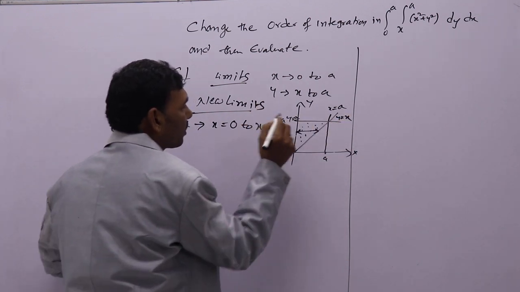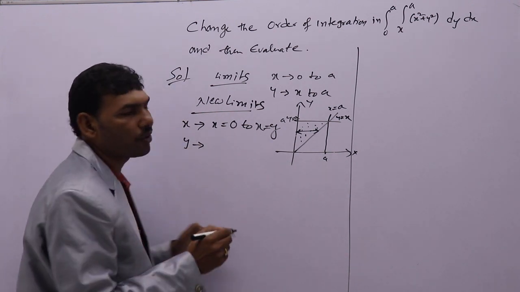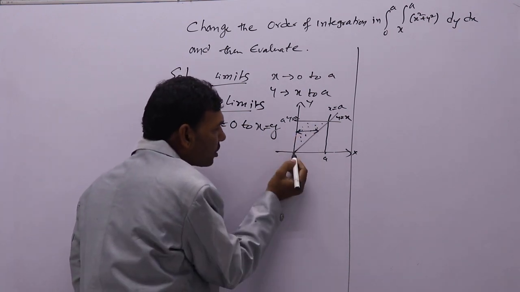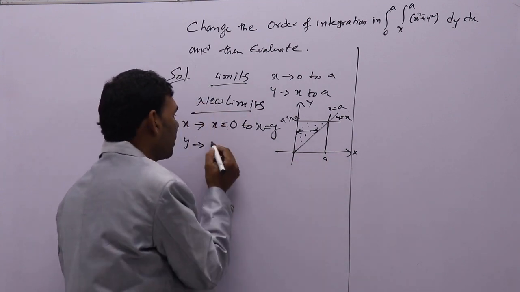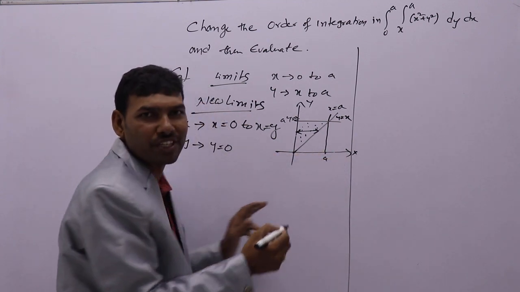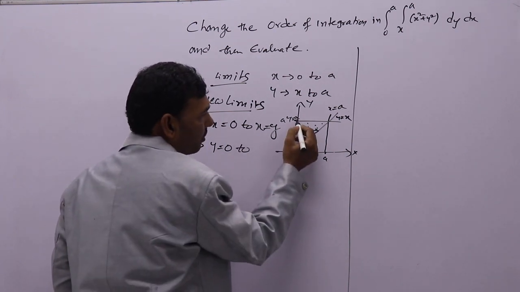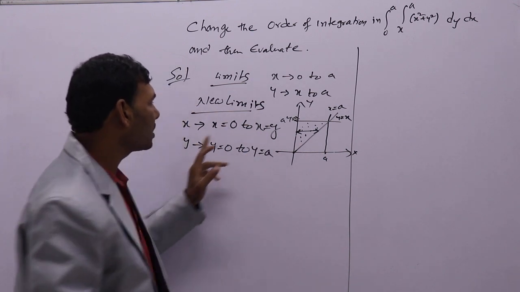Now coming to y limits. Y limits are constant. We need to write y limits as constants. Then this region starts from here. What is the name of this line? Y equal to 0, the x-axis, equation of x-axis, y equal to 0. To here. What is the name of this line? Y equal to a. So now see the limits.